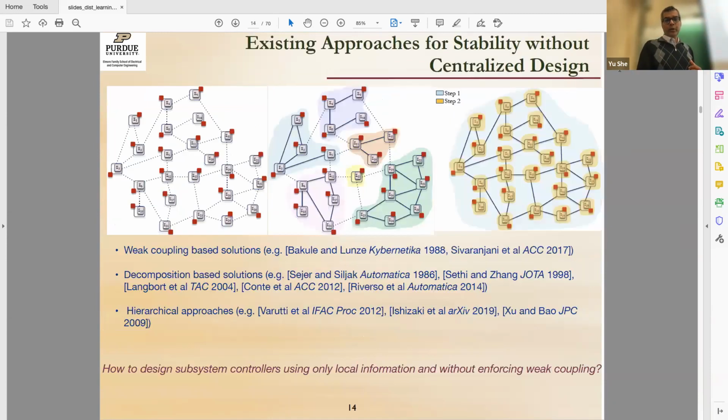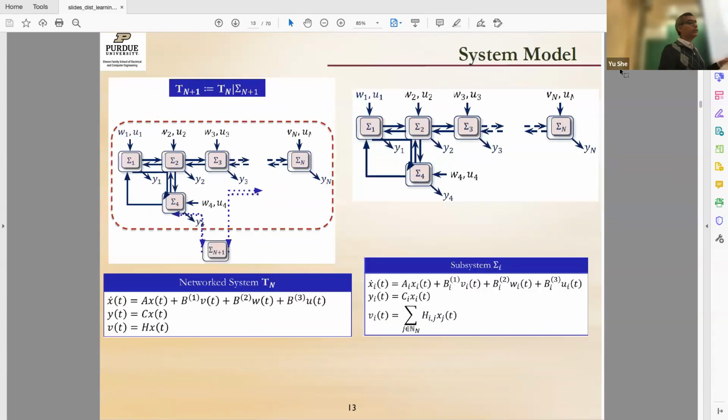Okay. So what are the existing approaches for stability without centralized design? As I said, the core of distributed control has been centralized design. So if I take this linear system, for instance, and I ask, can I design a U that satisfies the constraints on whose state I have access to, only my neighbors according to that graph? Can I stabilize the system or not? A question that was addressed in the 70s by, for example, Anderson and Moore and also other researchers.